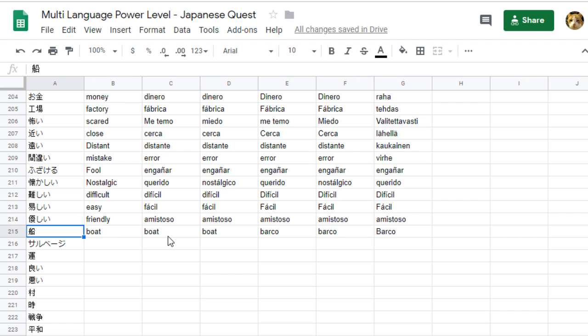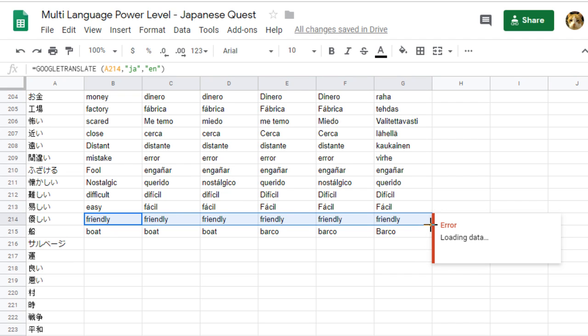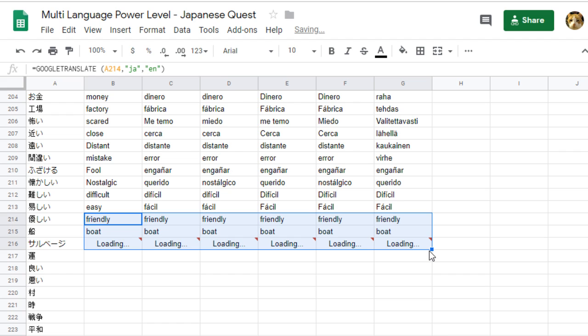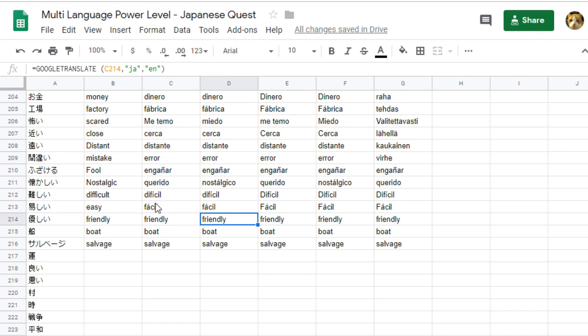Check it out, boat. Boat is a powerful word. Very similar words in a lot of these. And then barkle. Wait, what? No, that must be messed up. Did I mess something up here? I changed these all to Spanish. What did I do? Let's see if I can fix that. Oh no, did I somehow change everything to the same language? What did I do? Oh no, they're all changed to English now?